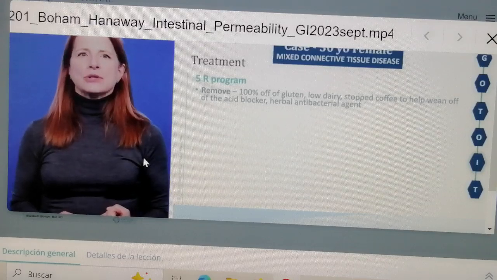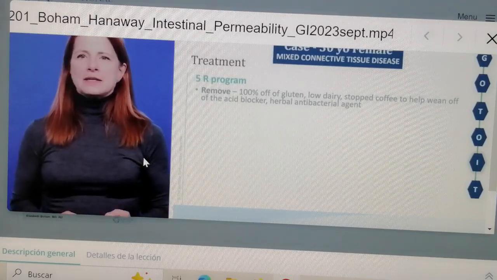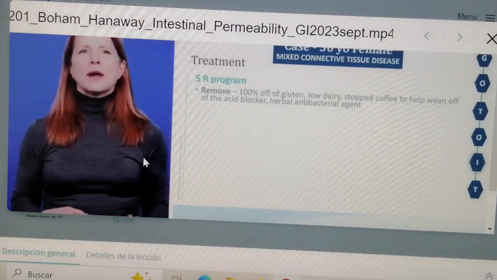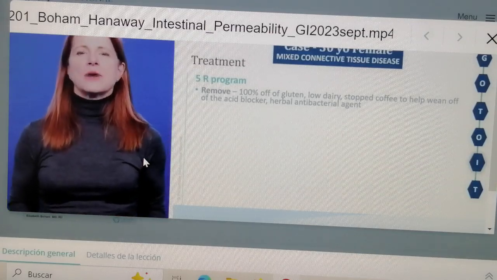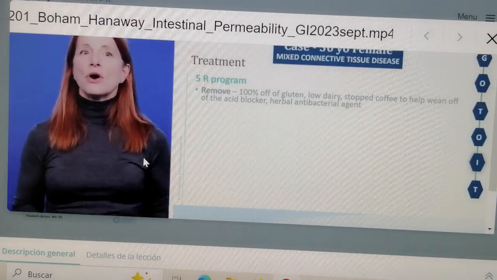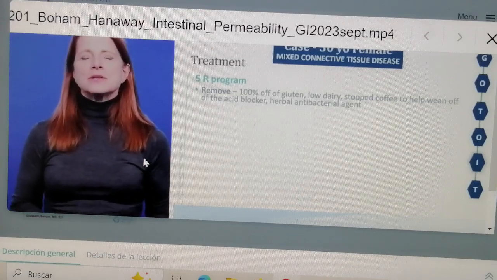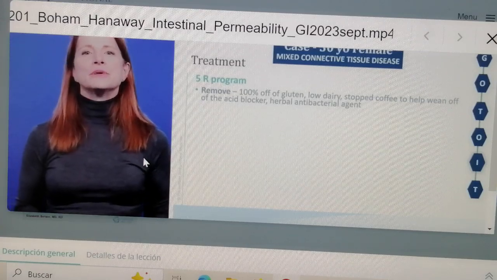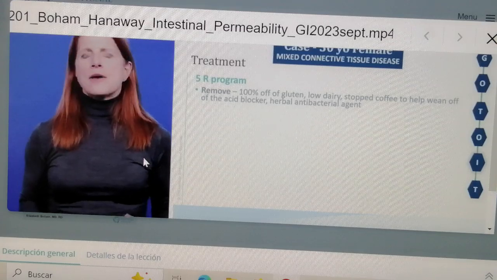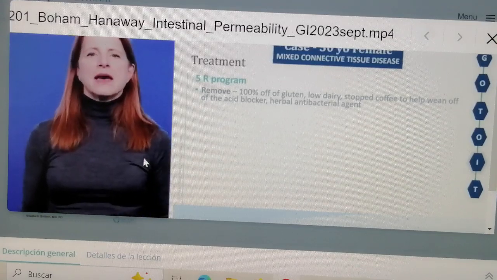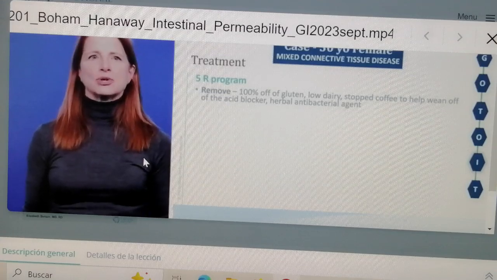I also made her low dairy. So we took her way down on dairy. I stopped coffee because I really wanted to help her get off those acid blockers. So I also removed caffeine and coffee and dairy to help her get off her acid blockers, because that was an important part of remove, because we know the acid blockers are probably contributing to this poor digestion of protein and not helping her gut heal, that's for sure.